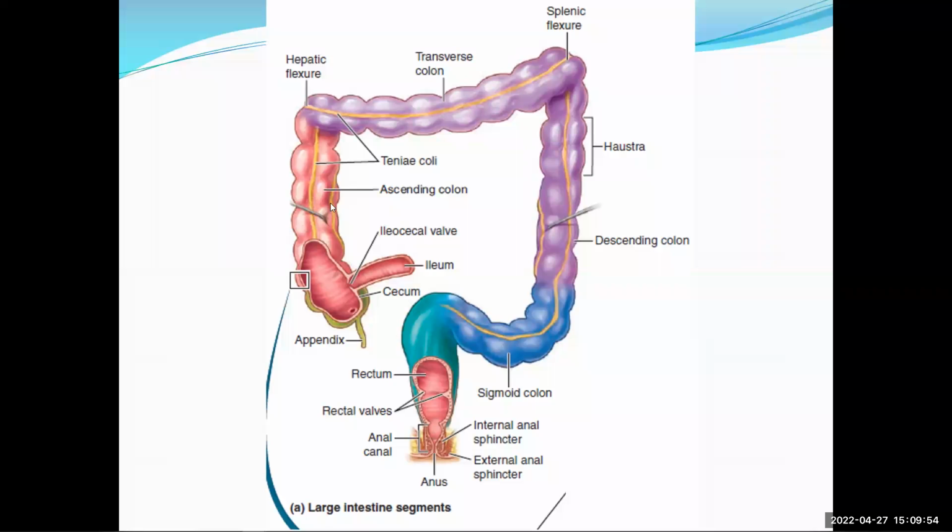So this is the tinea coli, again, the muscular regions. And then the haustra, these are the bulges. These bulges are shown here. These are the descending colon, sigmoid, and rectum. And then, of course, the internal and external sphincters. We don't have control over the internal, but we do over the external sphincter. So that's how we could hold in to a certain extent.